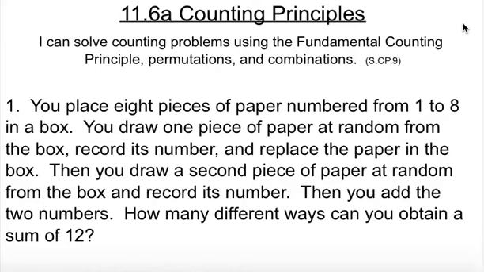Okay, we're going to start with 11.6, the first part, which deals with counting principles. The reason that we do this is we have a lot of different situations where we need to be able to count the number of total outcomes, because this leads right into probability. If you want to find the probability of something happening, you need to know how many total ways it can happen first, and then find the probability of the one that you're looking for.